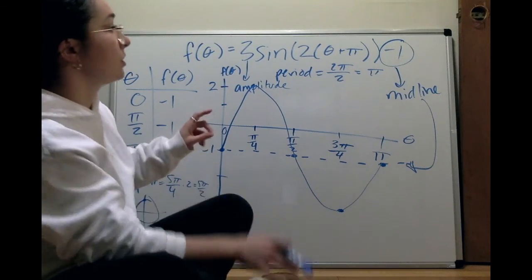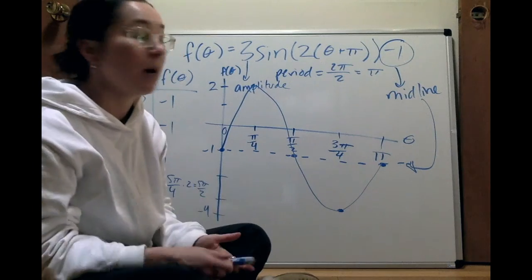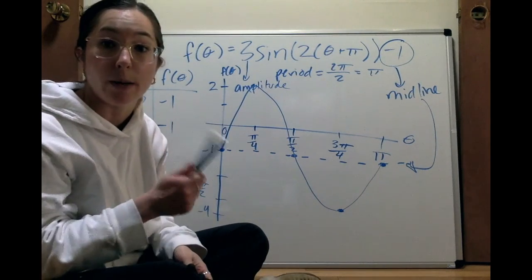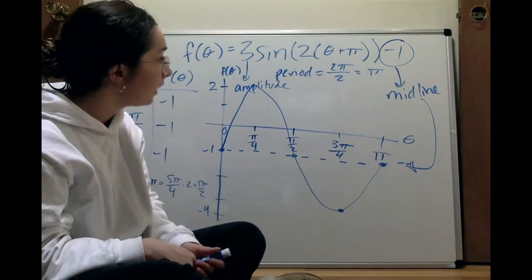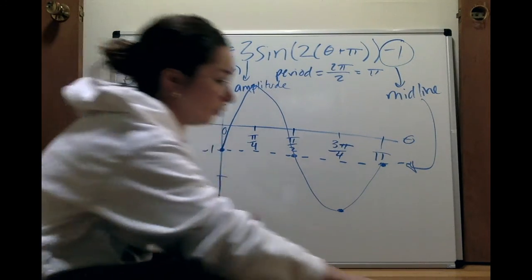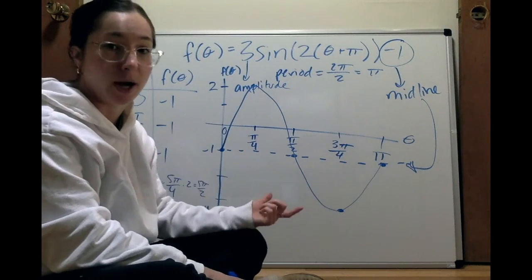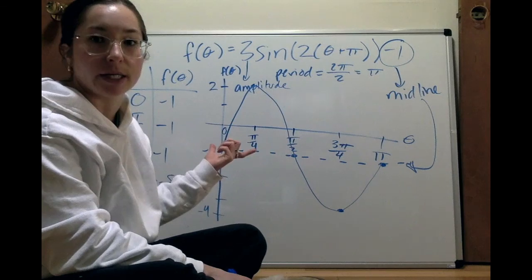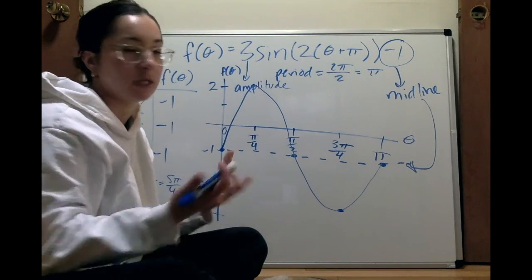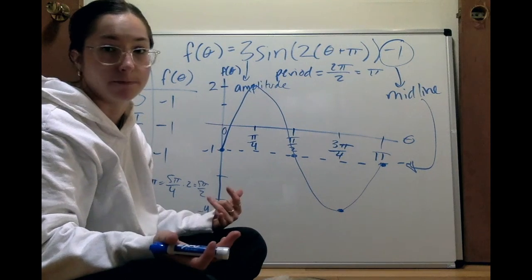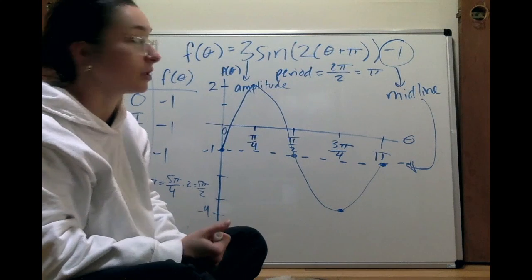And then I also know that I've shifted pi units, but because my period is pi, it doesn't matter. That shift doesn't make a difference because if my period is pi and I shift the whole thing pi, it doesn't matter. It's going to repeat every pi. So if I shift it a whole pi, it's going to be the same wave again and again. So that's actually not really relevant in this situation.